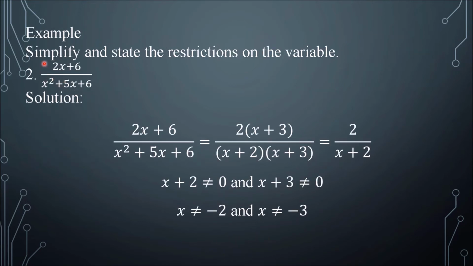Next example, simplify and state the restrictions on the variable: 2x plus 6 divided by x squared plus 5x plus 6. So 2x plus 6 has a common monomial factor of 2. Extracting this 2, the remaining factor is x plus 3.